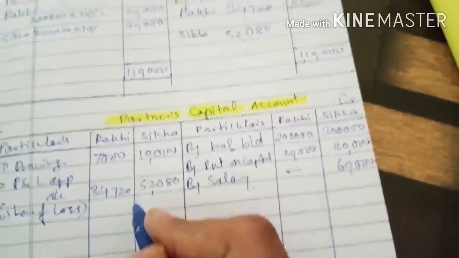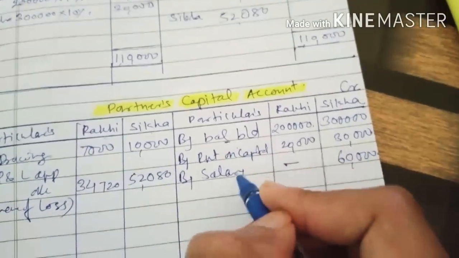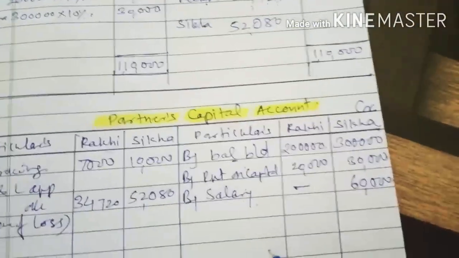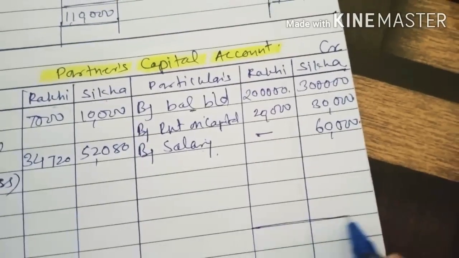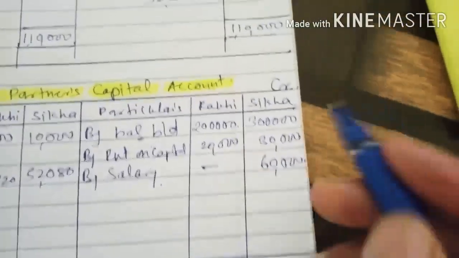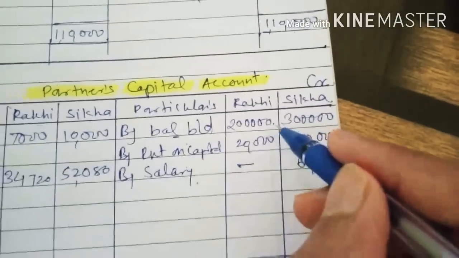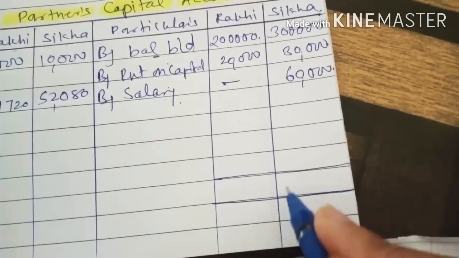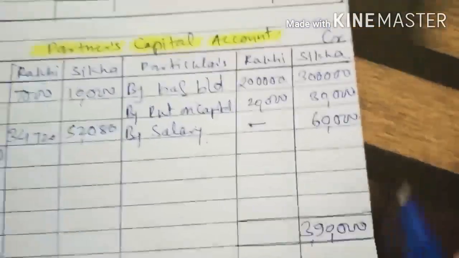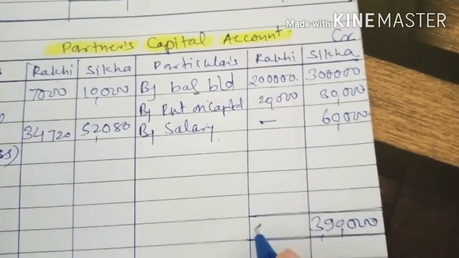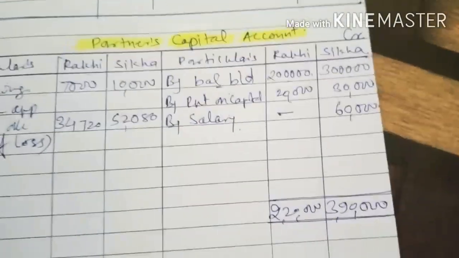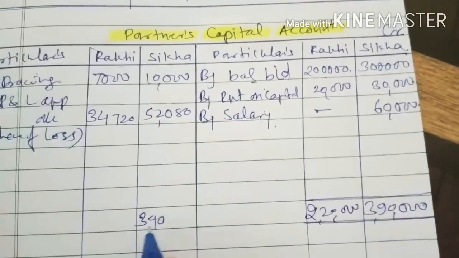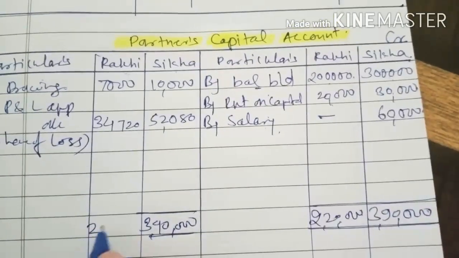So is there anything else here? No, only capital of the partners, salary of the partner, and interest on capital were recorded. Finally, we have to record the debit side and credit side totals. Let us total the credit side first. Obviously the credit side total is more: 3 lakh plus 30,000 plus 60,000, that is 3 lakh 90,000 rupees. Here, 2 lakh plus 20,000, 2 lakh 20,000 rupees. Which side column is more? This total you have to write on both sides.